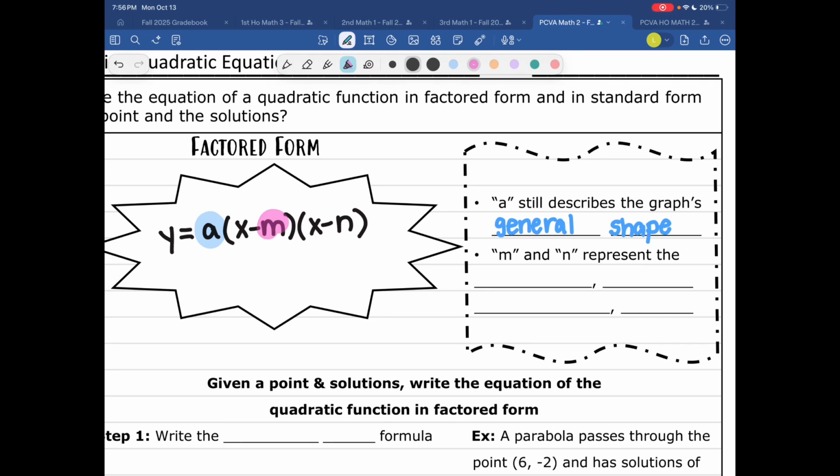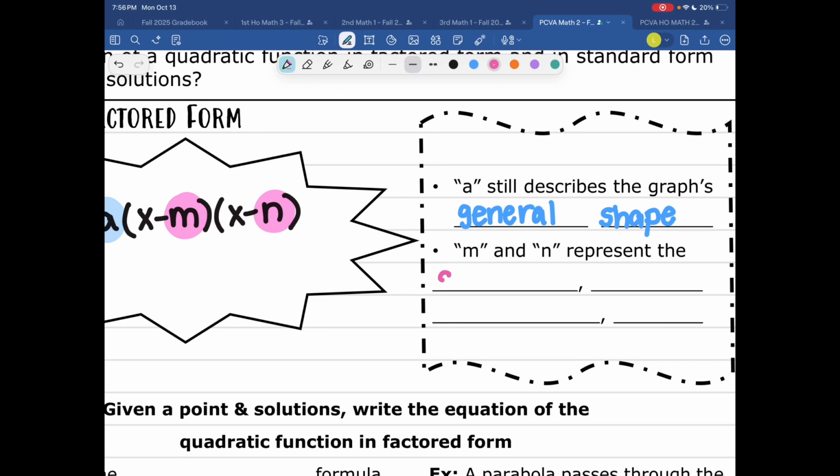So the m and the n are going to represent the factors. Those factors can be called solutions. They can also be called the x-intercepts. They can be called the roots, or they can be called the zeros. These are all meaning the same thing, but ultimately graphically it means the x-intercepts. And they're called the zeros because that's where it crosses the x-axis, where the y value is 0.